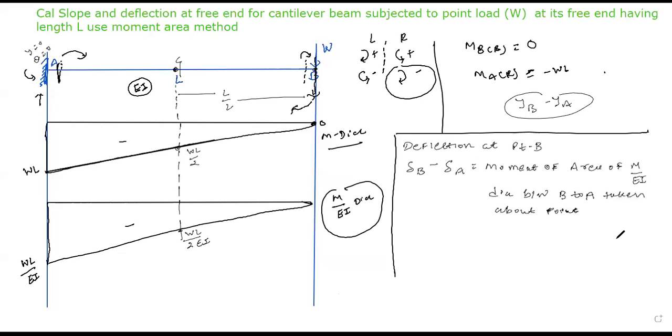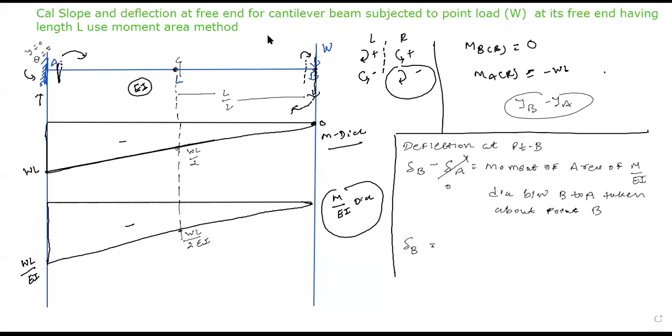At the point where we calculate deflection, we take the moment at point B. Keep in mind, moment of area of M by EI diagram between B to A. From the point where we find deflection we go up to the boundary condition. And we will consider the moment about the point at which deflection is to be considered. So now can I say that your delta A equals 0? Yes or no? Your delta A equals 0 and delta B equals to, let's understand the equation.